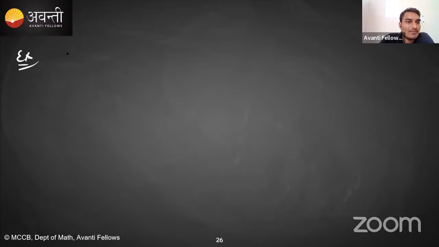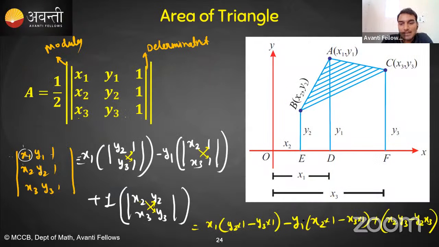This is the direct formula. If you expand it, the choice is yours. If you can expand it and remember the formula, then I don't have any issue with it. But you and I both know that remembering this formula is very hectic, it is such a lengthy formula. So don't remember the formula, just remember the way of finding the answer.